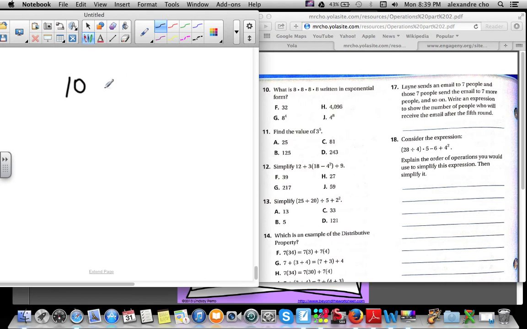What is 8 times 8 times 8 times 8 in exponential form? So number 10, it's 8 to the 4th. The base is being multiplied by itself 4 times, so you get an exponent of 4.